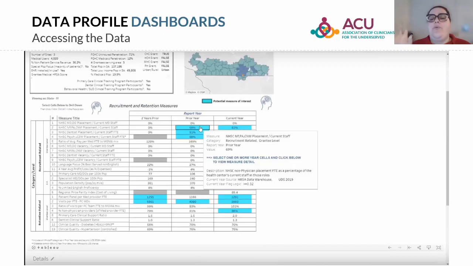I also want to point out that the different highlights of the blue, all that it's saying is that when you look at that curve, you're either on the higher end or the lower end, and one is not better than the other. It's simply looking at the curve itself of where your health center stands when it comes to that data point.